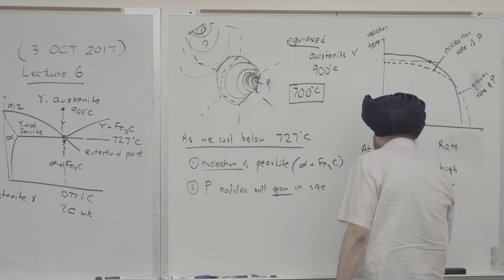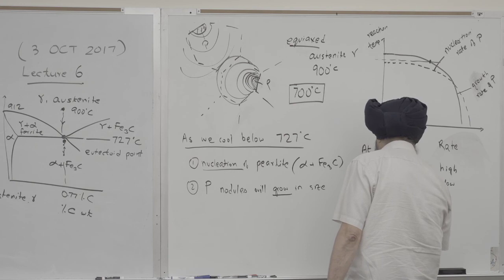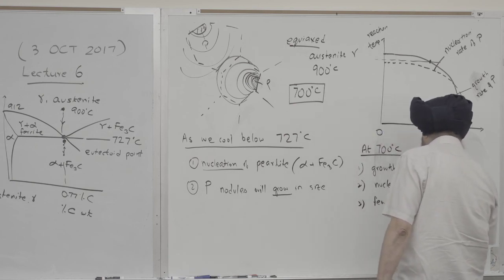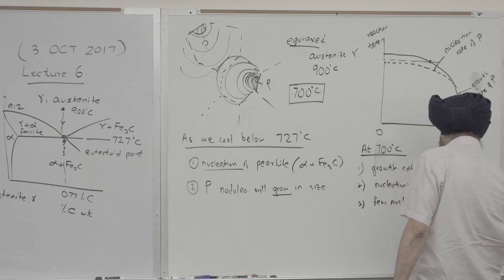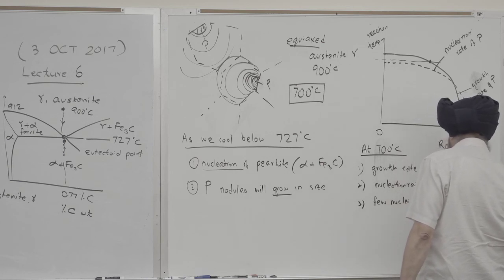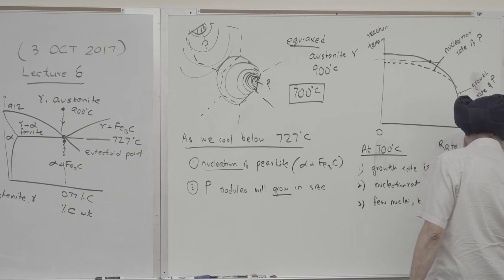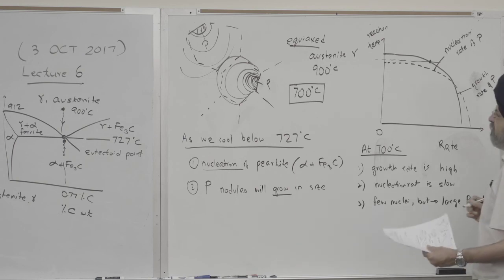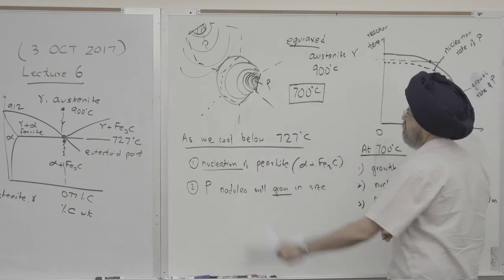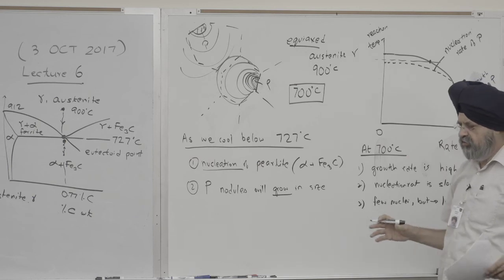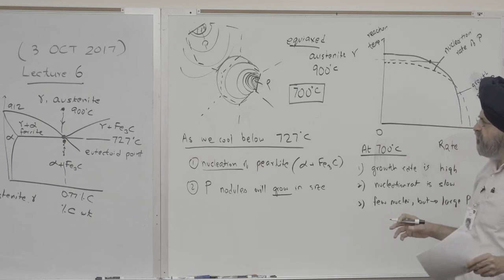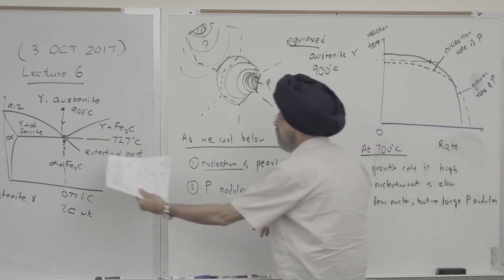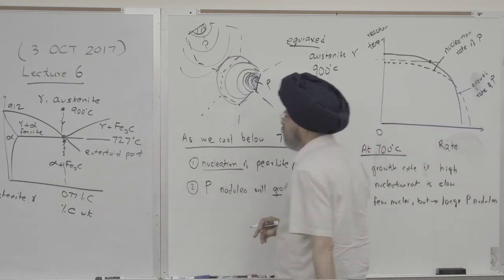So we get few nuclei, but they end up with large pearlite nodules. If you cool this to room temperature, you can look at the structure and you see these large pearlite nodules. So you know that the reaction temperature was high. That means we held it at this temperature for a long time.